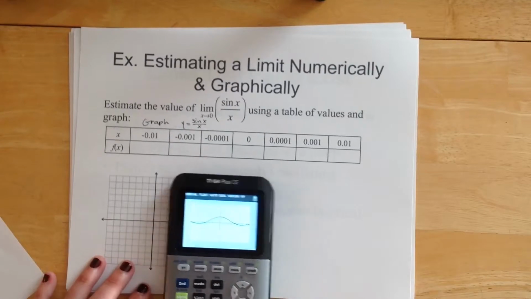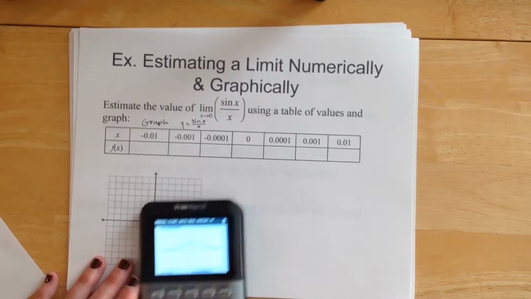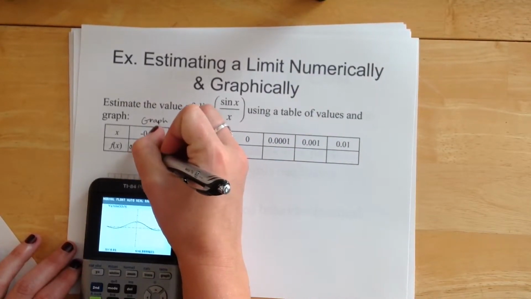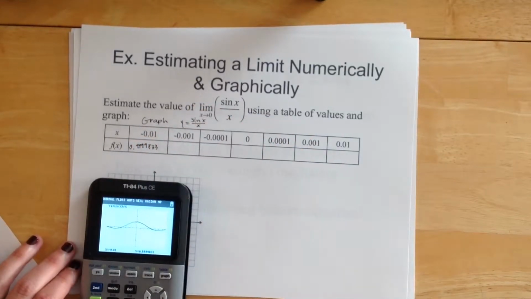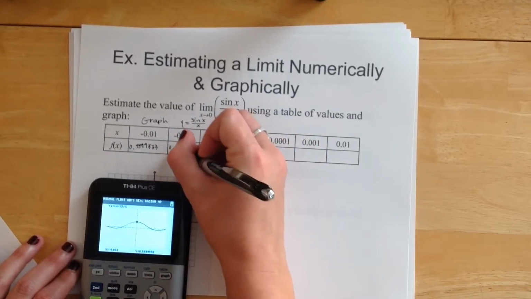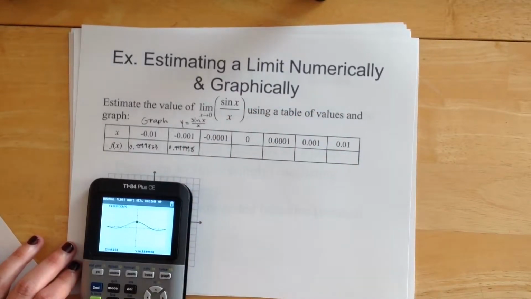All right, so let's fill in our table first. So using trace, okay, negative 0.001. How many nines is that? 6 nines. Now that's not true. The trace is just not that smart.